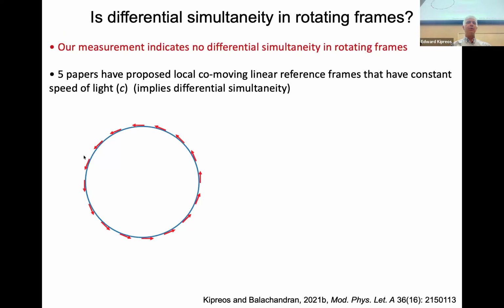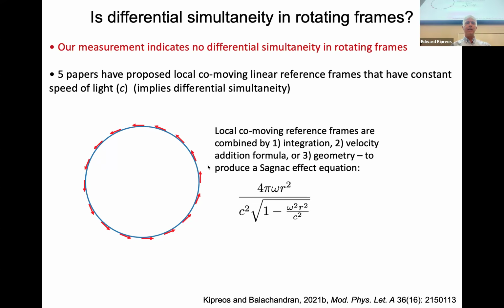Okay, but then you say, well, how do you go from that to a Sagnac effect? And what they did was they either integrated those linear one-way speeds of light, or they did the velocity addition formula, or they used geometry, and they all produced a Sagnac effect. So it's sort of surprising. They start off with a constant speed of light, and they end up with a Sagnac effect timing difference. But this equation, we've already seen it before, and that equation is invalidated by the two-way speed of light. It gives you a non-constant two-way speed of light. So all of these papers don't match reality. This whole approach doesn't work.